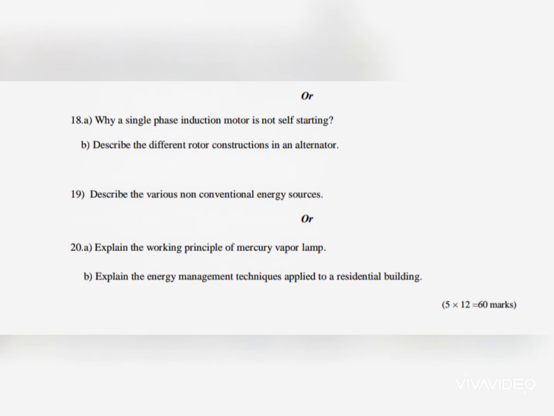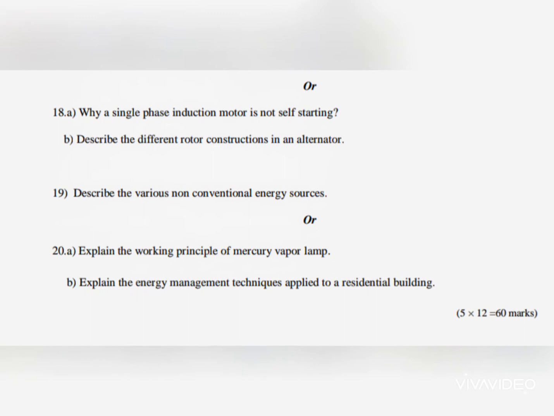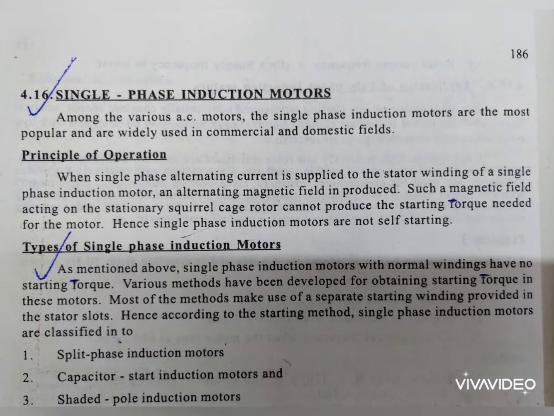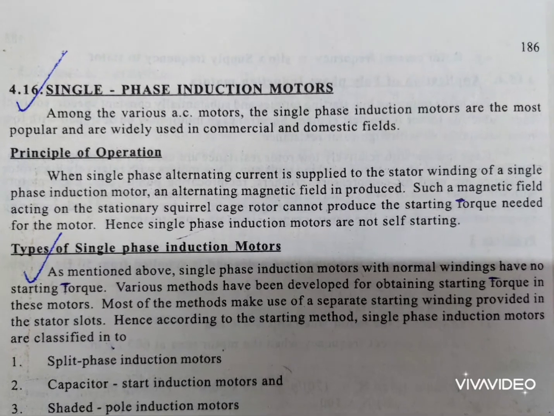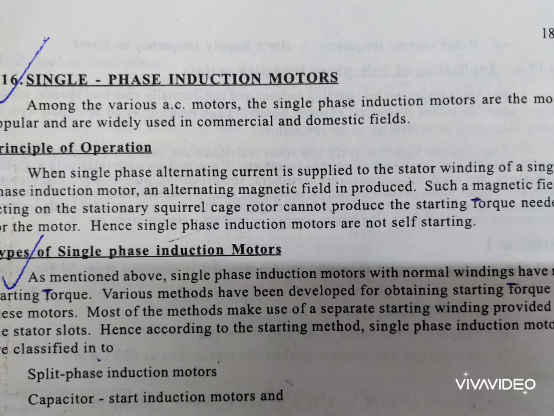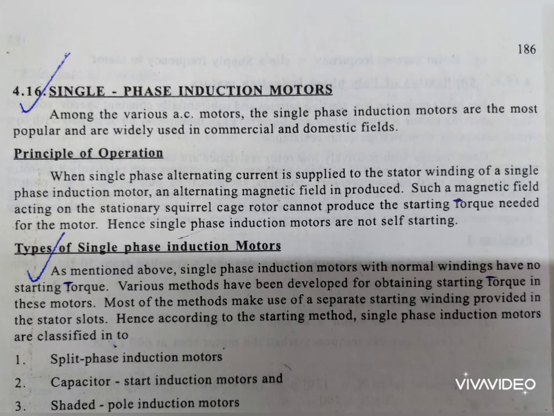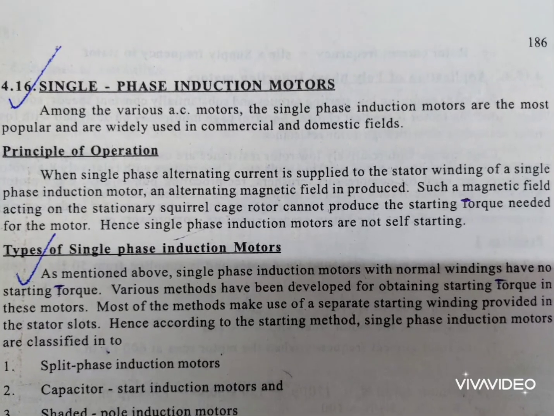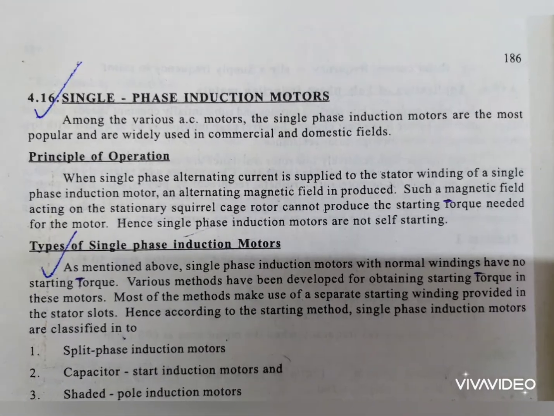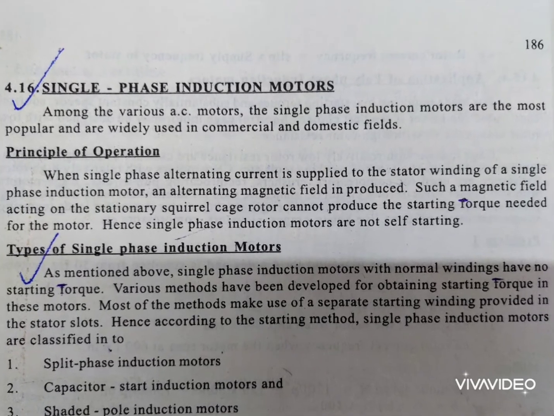18th question part A is why a single phase induction motor is not self-starting. When a single phase alternating current is supplied to a stator winding of a single phase induction motor, an alternating magnetic field is induced. Such a magnetic field acting on a stationary squirrel cage rotor cannot produce the starting torque needed for the motor. Hence, a single phase induction motor is not self-starting. So, single phase induction motor with a normal winding have no starting torque.